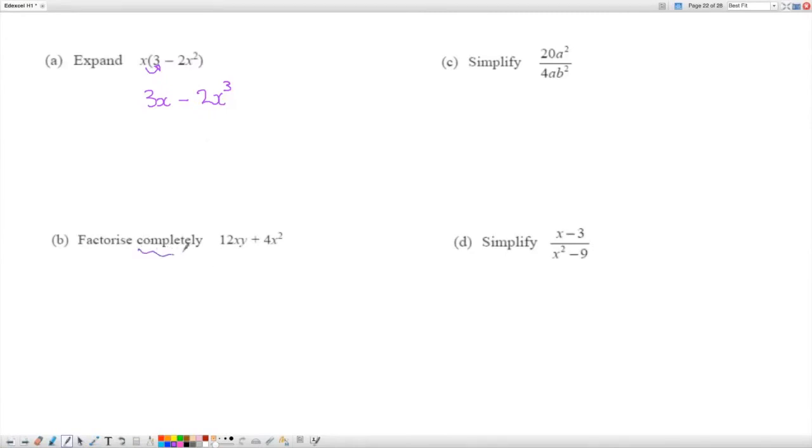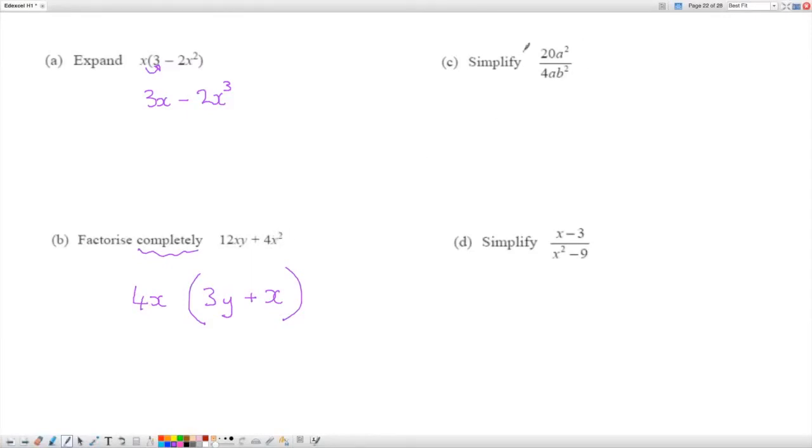Secondly, we're asked to factorise completely. This means there's more than one factor. We can have a look at the numbers first, a factor of 4, and we can see that x is in both of them, so x is also outside the bracket. Open brackets, 3y, 4 times 3, 12, x is already there, we need y. Plus, 4 is already there, 1x is already there, so we need a second x. Close brackets, and we come back to the 4x squared.